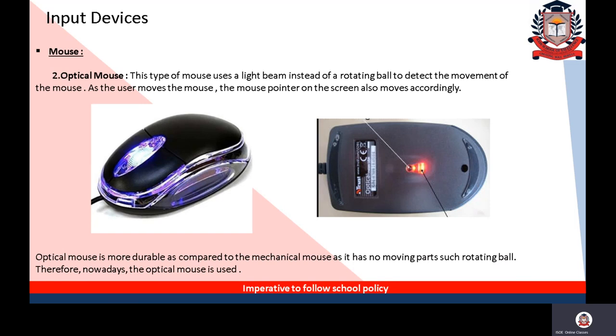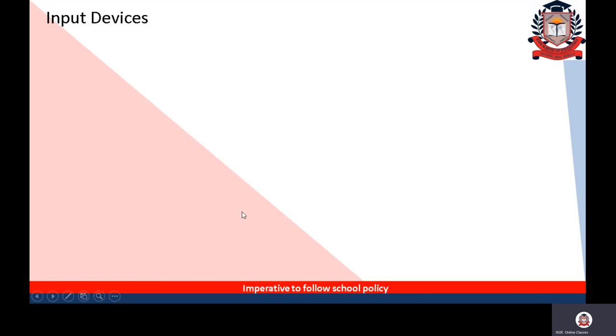So every time, we have to hardly move the mouse so that it will go to the correct point. If I want to click on the light beam, it will not happen very easily with the mechanical mouse. The dirt starts accumulating, as I told you. So what we do is we open it, clean the ball and keep it again. So this is how it is not durable. That is why nowadays we are using only the optical mouse.